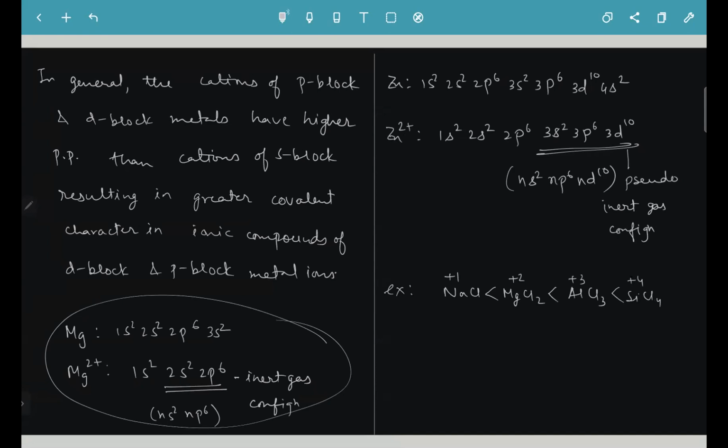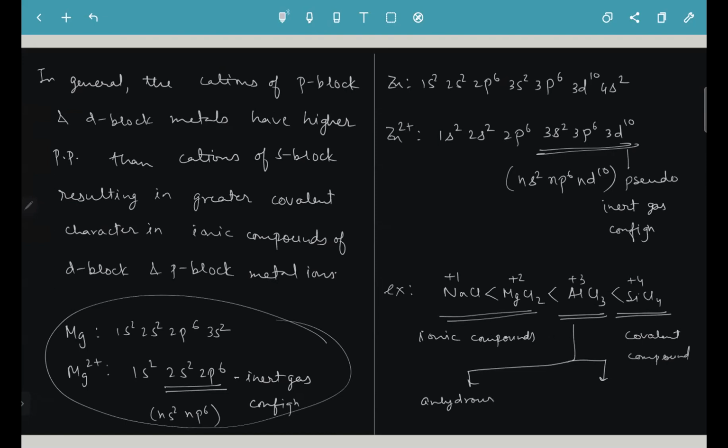So in fact, SiCl4 is a covalent compound. AlCl3 also has a significant covalent character. NaCl and MgCl2 are ionic compounds. AlCl3 is quite unique. Anhydrous AlCl3 is found to be a covalent compound. Hydrated AlCl3 is an ionic compound. AlCl3 is found to exist as an ionic as well as a covalent compound.